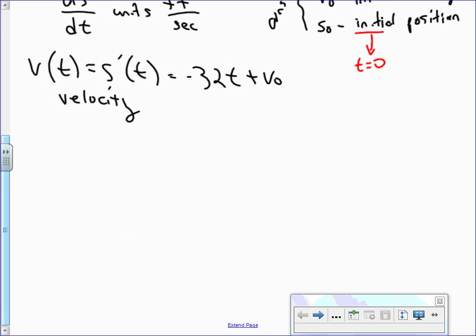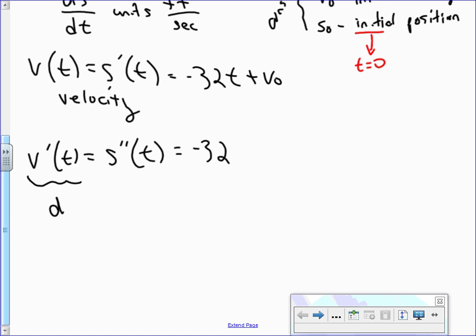Now I'm going to take the derivative of velocity, which is the same thing as taking the second derivative of position. What's the derivative of negative 32t? Negative 32. And what's the derivative of v0? 0. So here is the second derivative. And let's think about what the units for this would be. It would be the units for velocity.